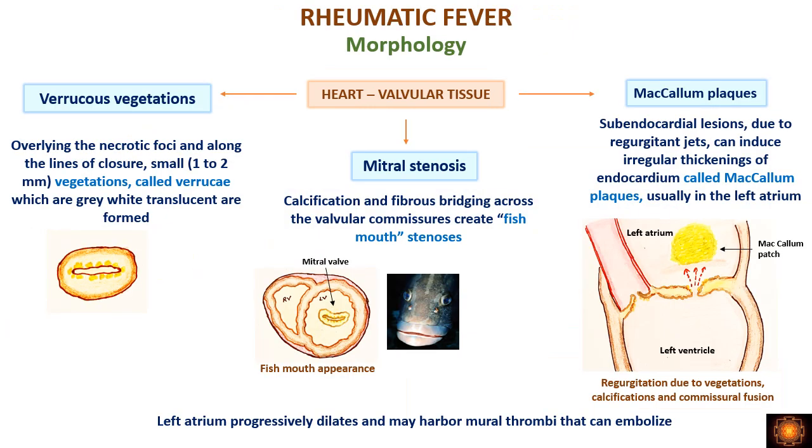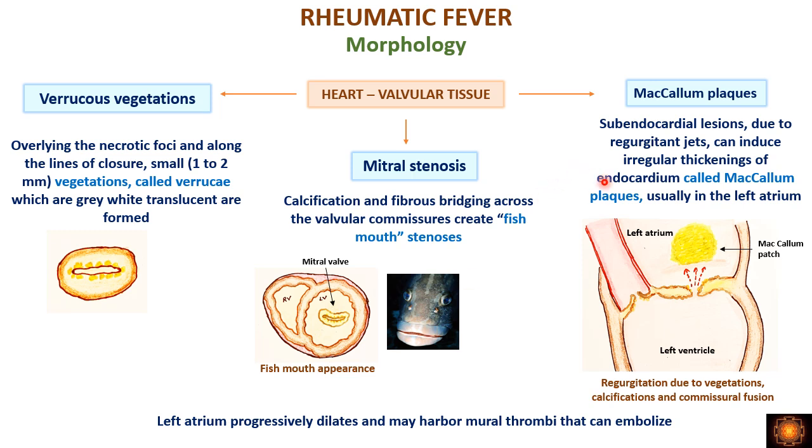Further changes we have. Because endothelium is damaged, I told you vegetations can develop, and typically these are called verrucous vegetations, and they are present at the closing edge of the valve. They are gray white translucent, and because of the commissural fusion and calcification, the valve becomes stiffened and stenosis occurs, and typically this stenosis is called fish mouth stenosis. If you see this, it resembles a fish mouth. This is because of commissural fusion and the calcifications.